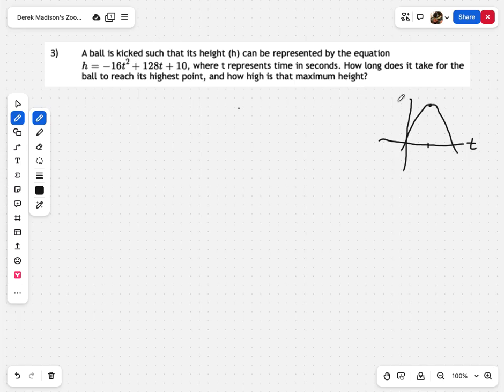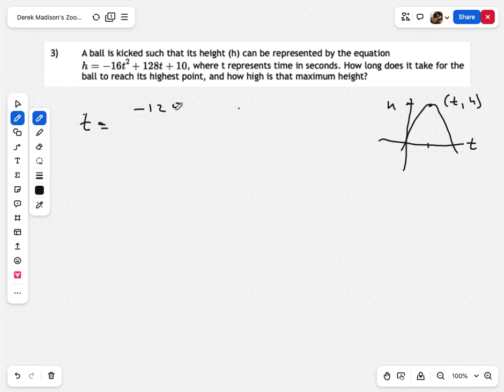And then how high is the maximum point? That would be the y. So this point is going to be t and h, where this is the time that it reaches the maximum, and then that's the maximum height. So those are the two things you're looking for, and we have our vertex formula where x, or in this case t, equals negative b over 2a, so we'll just toss that in.